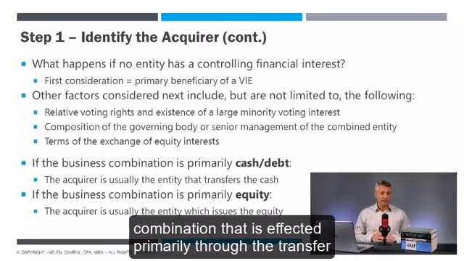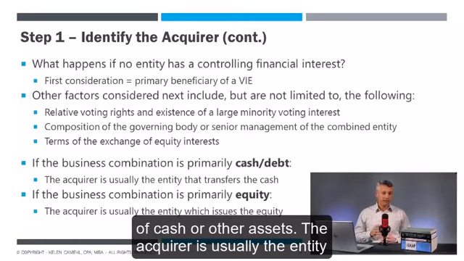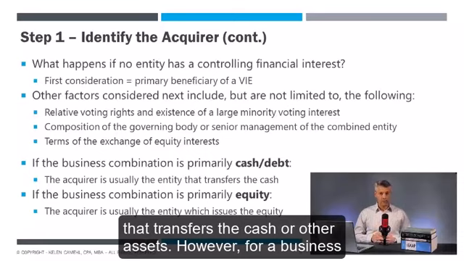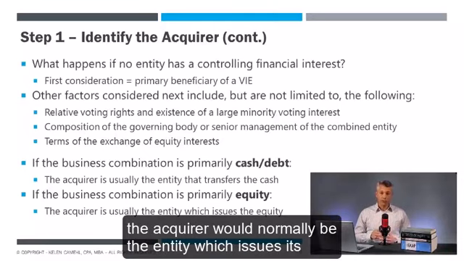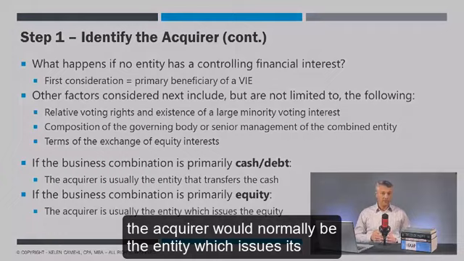For a business combination that is effected primarily through the transfer of cash or other assets, the acquirer is usually the entity that transfers the cash or other assets. However, for a business combination that involves the exchange of equity interests, the acquirer would normally be the entity which issues its equity interests.